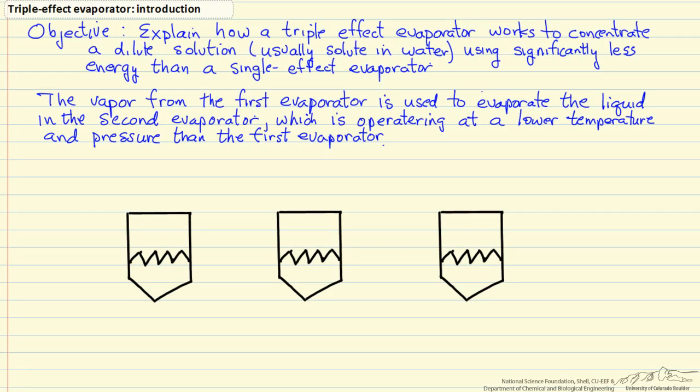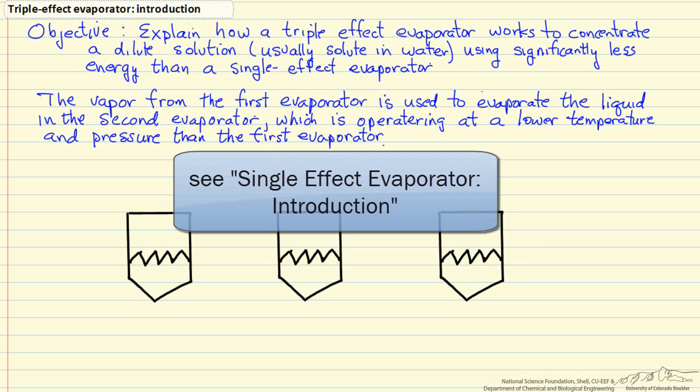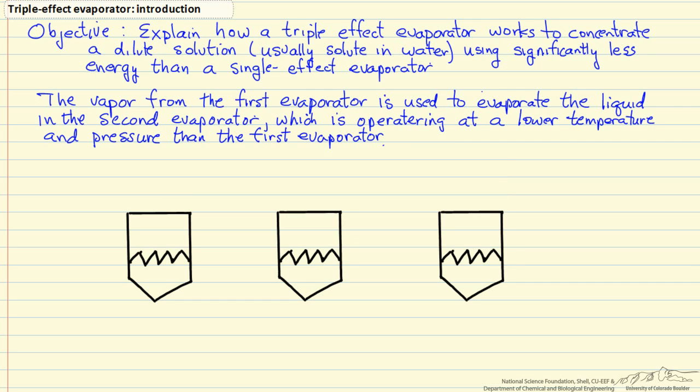In this screencast, I'm going to explain how a triple effect evaporator works. Its objective is to concentrate a dilute solution, usually some solute in water, where we use significantly less energy than we would use in a single effect evaporator. There's a separate screencast on a single effect evaporator that'd be worth watching first, which describes the behavior for one of these evaporators in the triple effect.